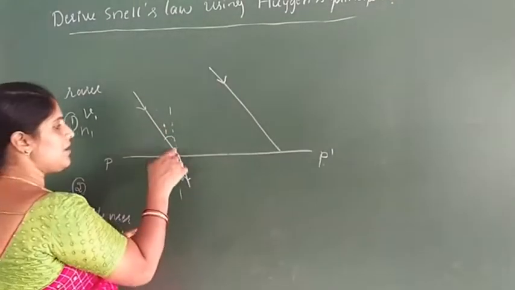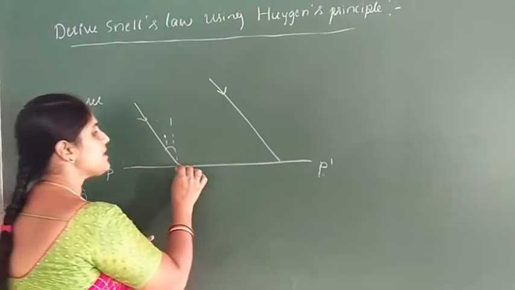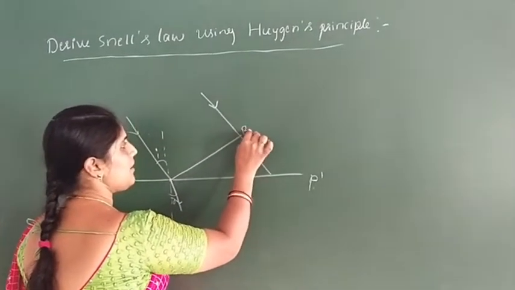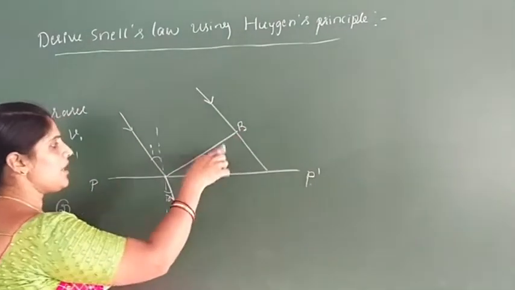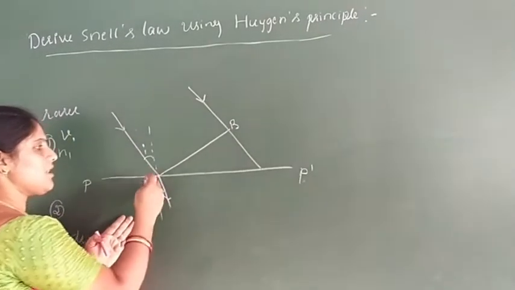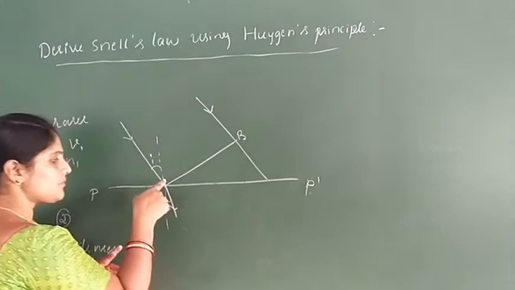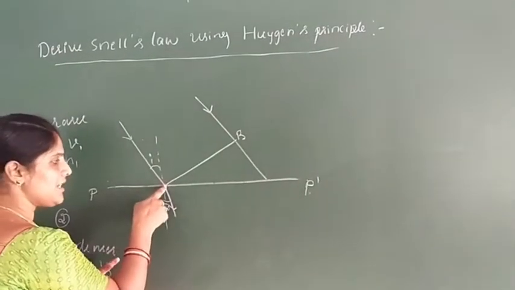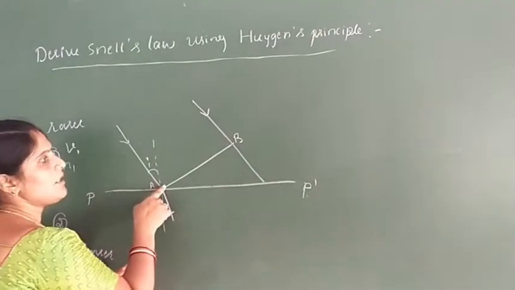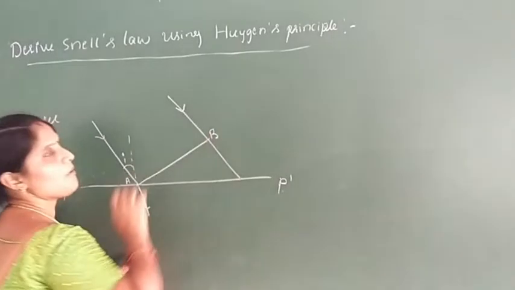At the time the first ray reaches the interface, the second ray is somewhere here, like this. The second ray is here because the left edge of the beam reaches first and the right edge of the beam reaches last. So the first ray reaches the interface here at a certain time t, and at that time the second ray is present at this point.